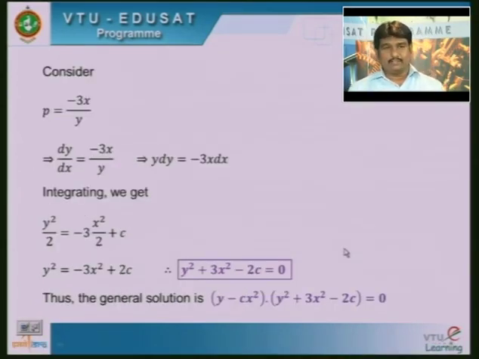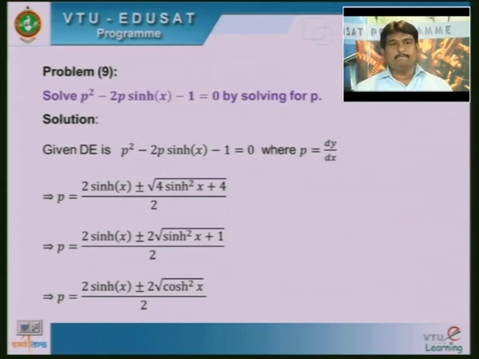Consider the second factor, which is p equals to minus 3x by y. Same thing, you separate the variables after writing p as dy by dx to get y dy equals to minus 3x dx. Integrate it to get the solution y square plus 3x square minus 2c equals to 0. So therefore, as usual, the general solution is the product of these two solutions, which is (y minus cx square) into (y square plus 3x square minus 2c) equals to 0.